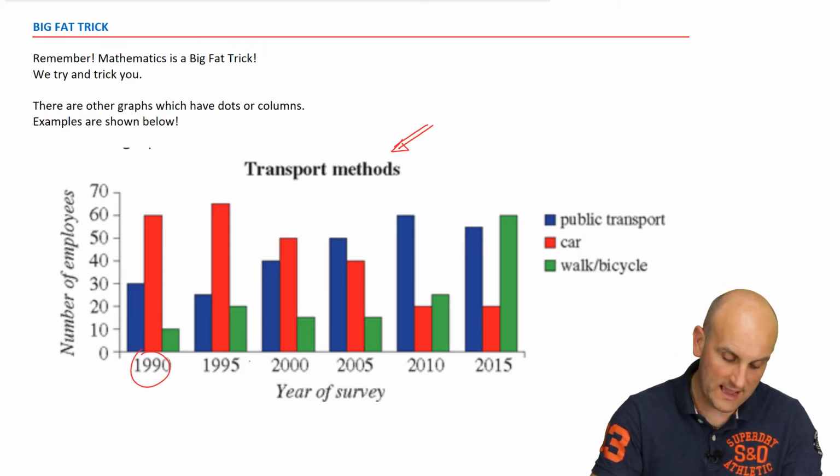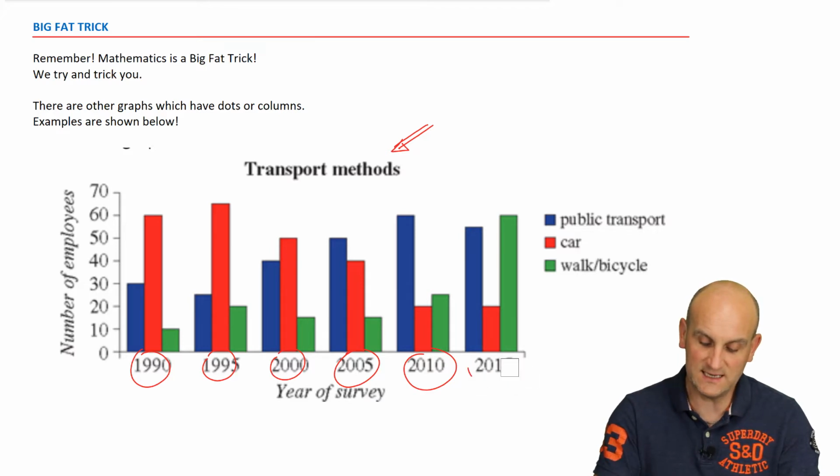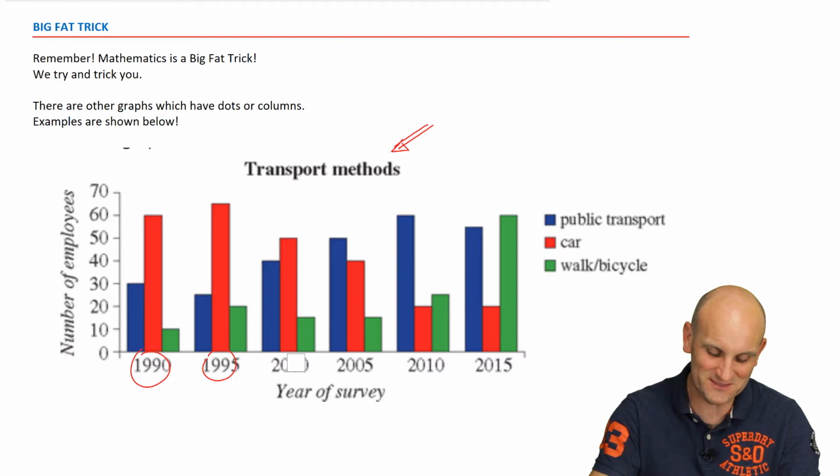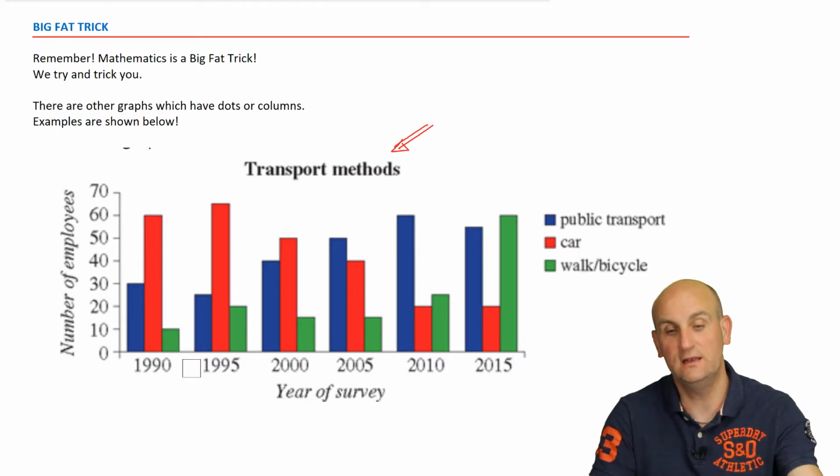Well, along the bottom I have years, 1990, 1995, 2000, 2005. Now in this situation you might think that that's actually numerical data because it's got numbers in it, but actually it's not. We're actually using that as categorical data, and it's sometimes not easy to tell the difference. You just need to practice.